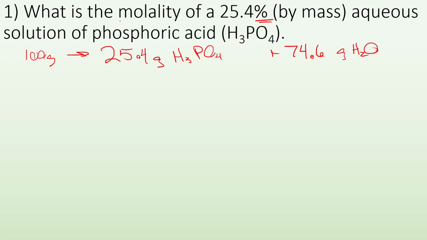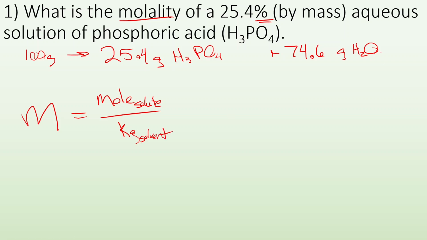So now it says, what is the molality? Well, the molality is the moles of solute per kilogram of solvent. So I already got my grams of solvent, so I could easily get kilograms. Divide by 1,000, I get 0.0746 kilograms of H2O. But now I need to get moles of my solute. So I might have to do a little math for that.